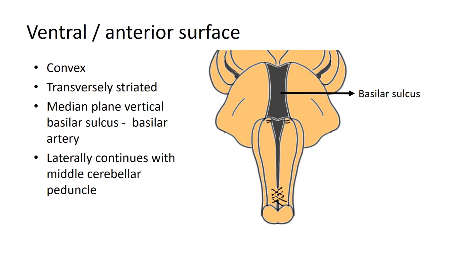Coming to the external features, the features of the ventral or anterior surface. The anterior surface of the pons is convex and it is transversely striated. At the median plane, there is a vertical sulcus called the basilar sulcus, which contains the basilar artery. Median plane presents a sulcus, basilar sulcus, which lodges the basilar artery. Laterally, as I told you, it is continuous with the middle cerebellar peduncle.